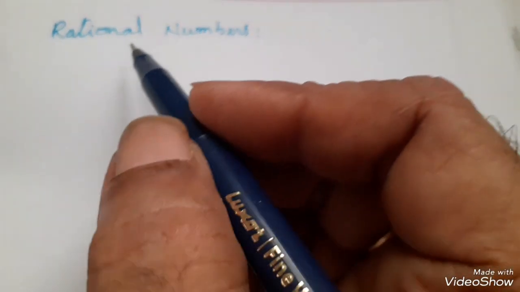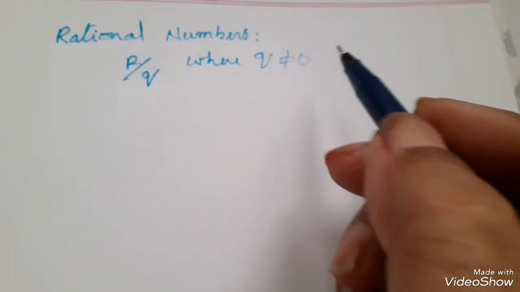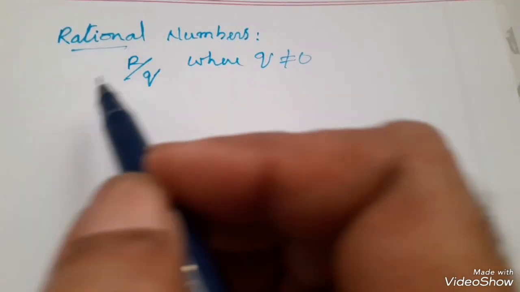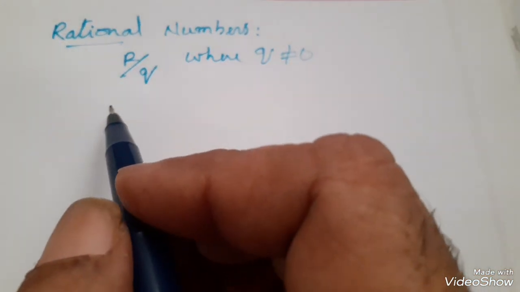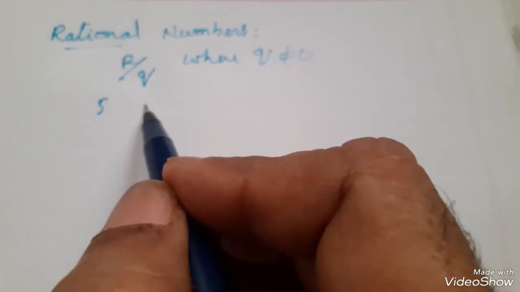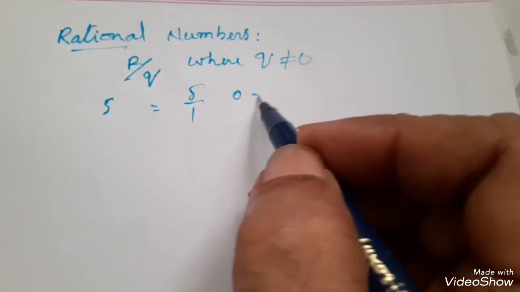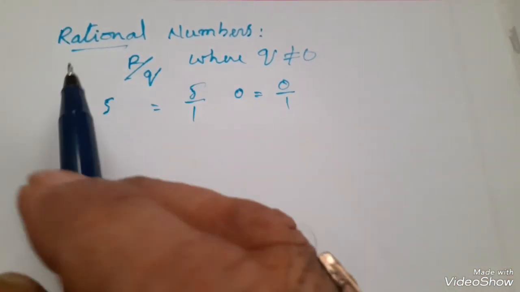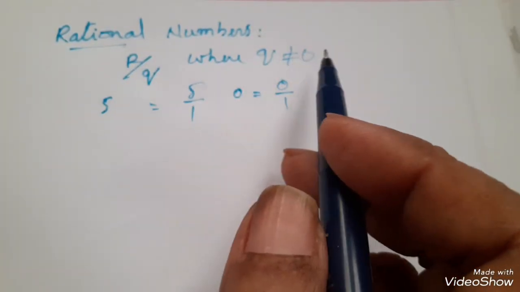Now what are rational numbers? The numbers which can be written in the form of p by q, where q is not equal to 0, are called rational numbers. So we can say all integers are rational numbers. Suppose 5 is also a rational number; we can write it as 5 by 1. 0 is also a rational number; we can write 0 by 1. So any rational number can be expressed in p by q form, where q is not equal to 0.